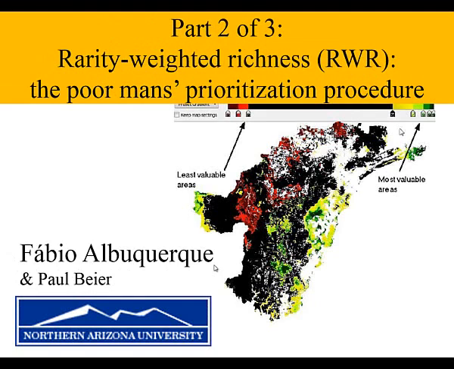This is just the 5-slide little section, a little interlude. Before I can go into the second part on how I can have an effective surrogate that works with 10 or 20% of inventories, I've got to explain a concept of rarity-weighted richness. So I'm going to talk about it a bit. And RWR, rarity-weighted richness, I'll call the poor man's prioritization procedure. Fabio really did most of the work on this part and the last part.